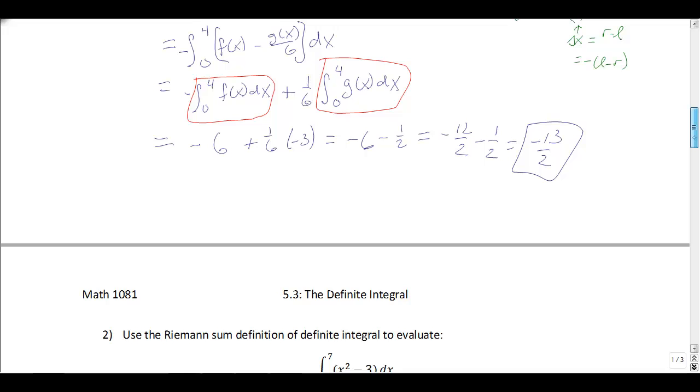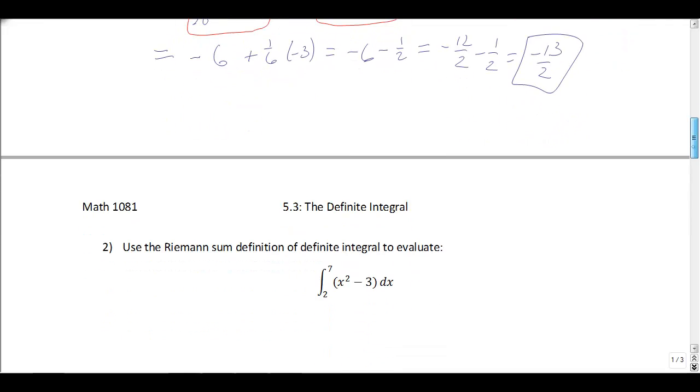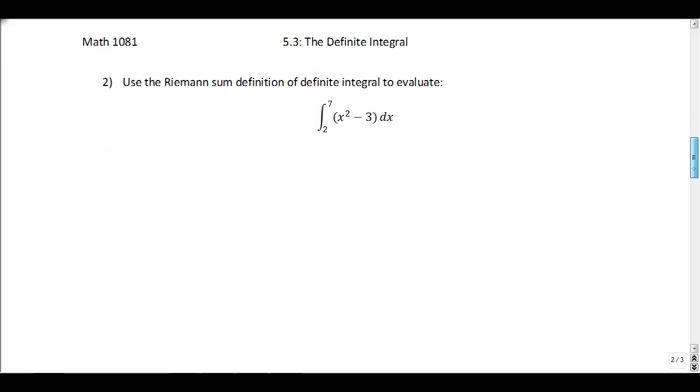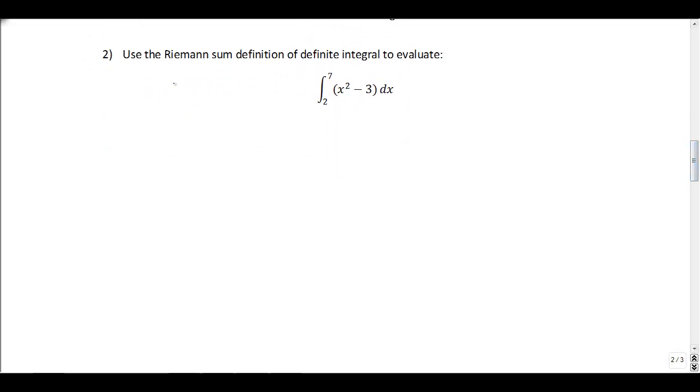Okay. Next question. We're going to use the Riemann sum definition of the definite integral to evaluate. When it says use the Riemann sum definition, what we're talking about here is not using the fundamental theorem of calculus, which would involve antiderivatives. So we're going to do this the long way here. So we have x squared minus 3 from 2 to 7.